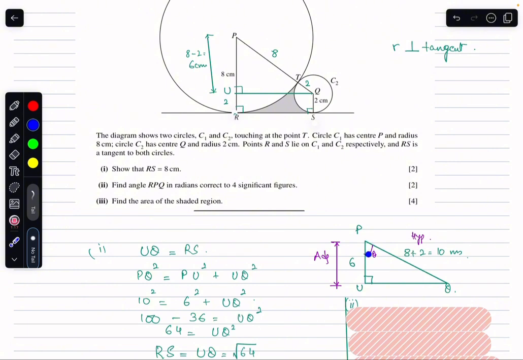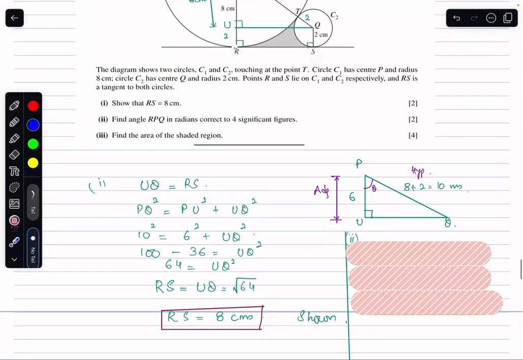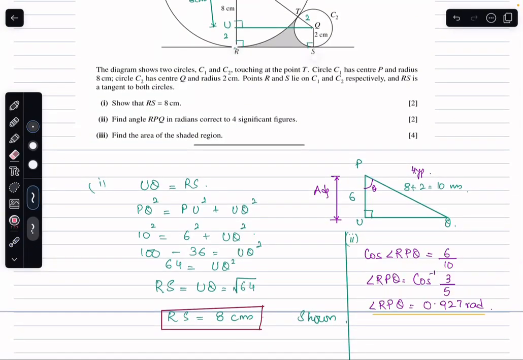If they are asking for this angle at P, then I should say that it should be our base here, which is PU. Then it should be PQ, which equals 10 centimeters.